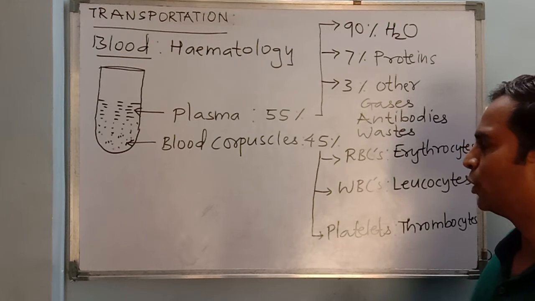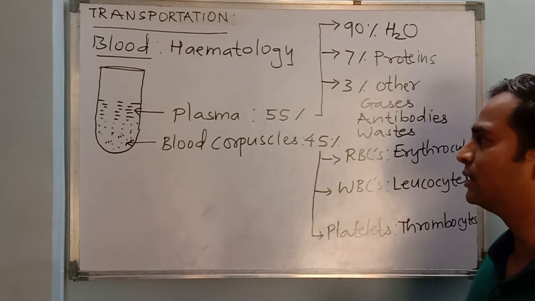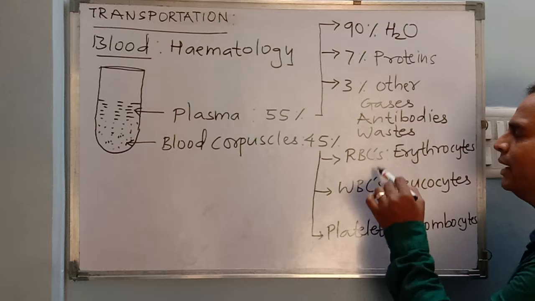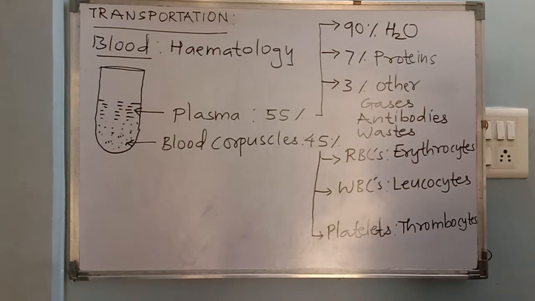Alright, so I hope you got an idea a little bit about what blood is and what it is made up of. Now we are going to deal in a little detail with these types of blood cells one by one. So we are going to begin with the first one, RBCs.